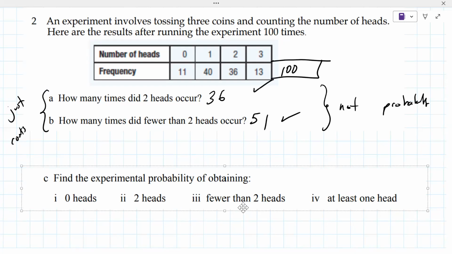Zero heads is 11 out of 100, and then two heads is 36 out of 100, which is 18 out of 50, which is 9 out of 25, right? 9 out of 25. Fewer than two heads.